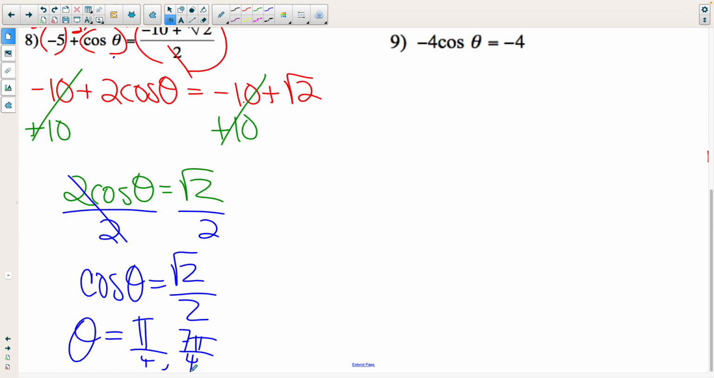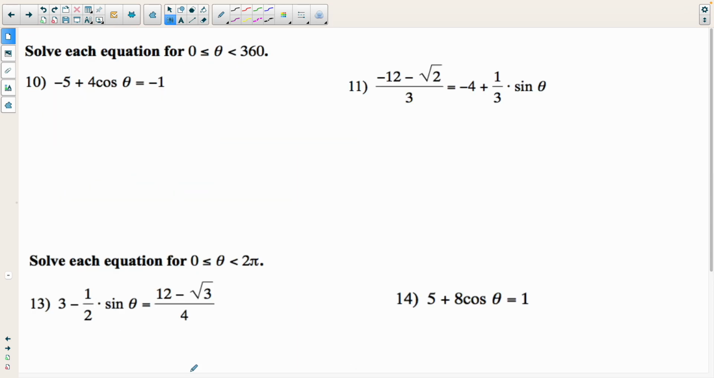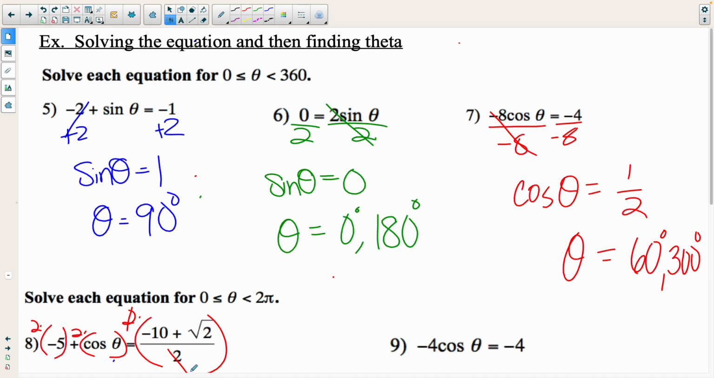All right, do number 9 for me real quick. Make sure your answer fits in the constraints. And then we're just going to do a few more.